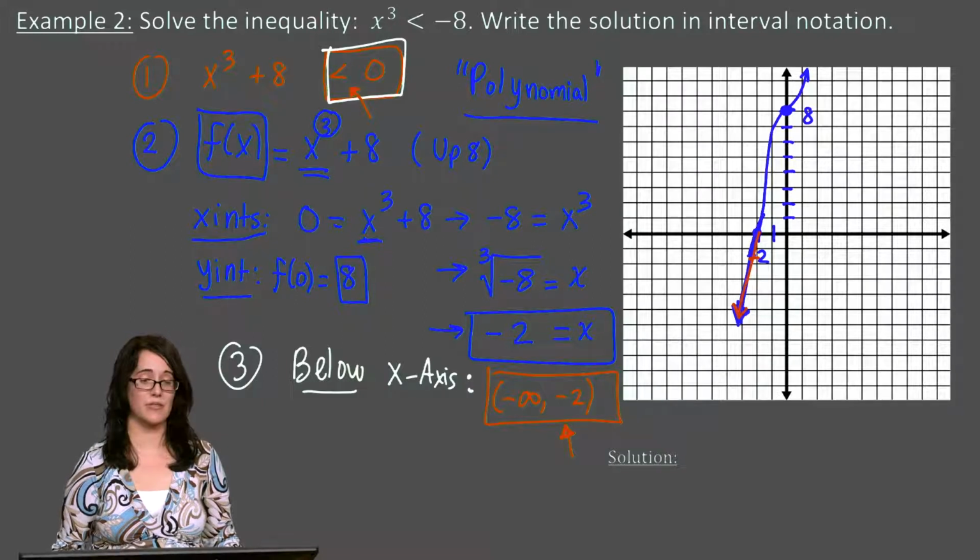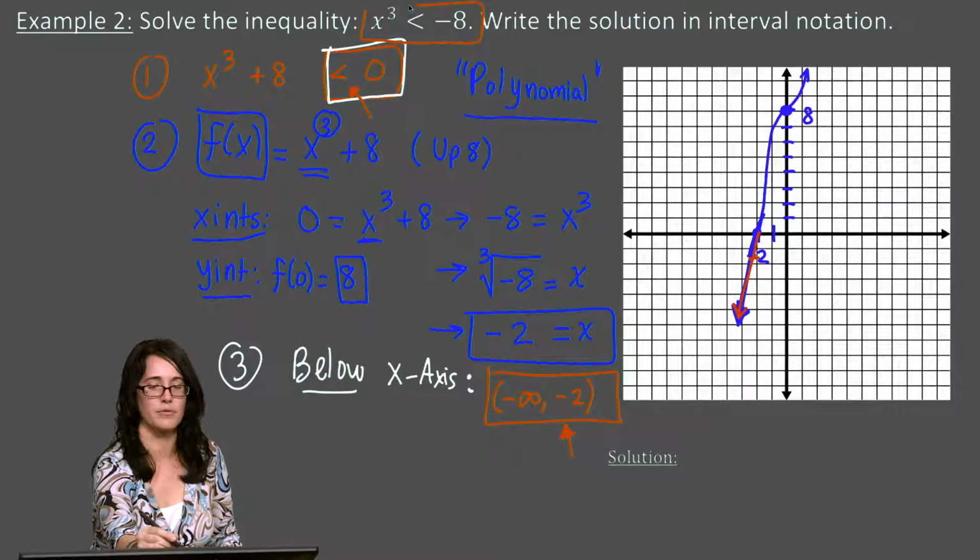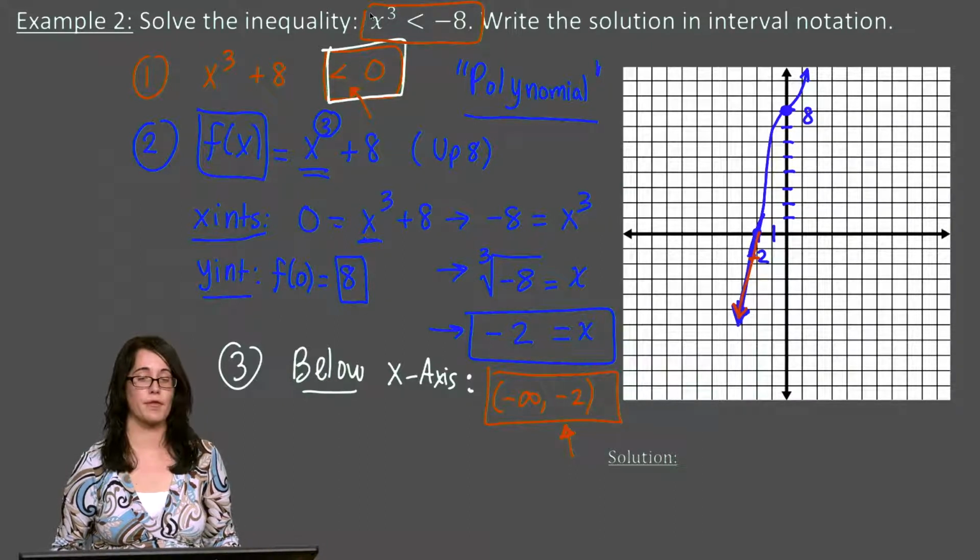If you picked a -3 and you plugged it into the original, right here, would this be true? Well, -3 to the third power would be -27. Is that less than -8? Yeah, so that input did create the right output.